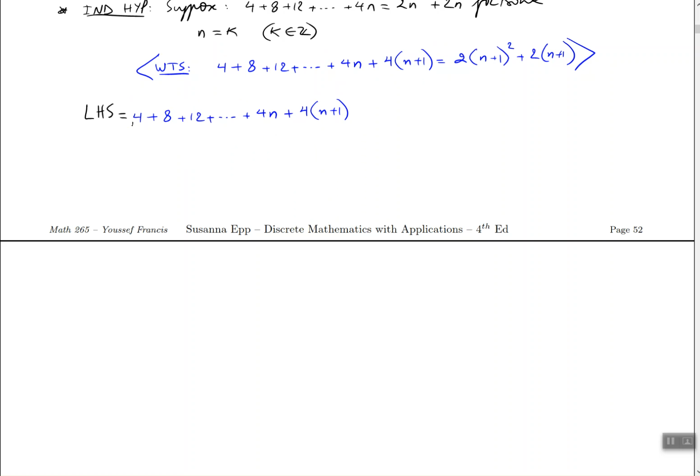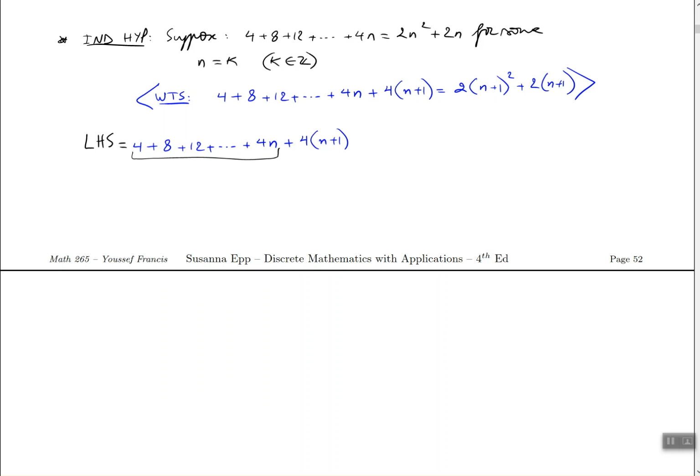It turns out that the first part of the sentence, the 4 plus 8 plus 12 plus 4n all the way there, is something that we already know information about. We have already proven that that is equal to 2n squared plus 2n. So as a matter of fact, we can take all these terms right here and replace them with 2n squared plus 2n. And we have the extra piece at the end, which is 4 times n plus 1. Okay, so again, because of the inductive hypothesis, this is true, so by inductive hypothesis.